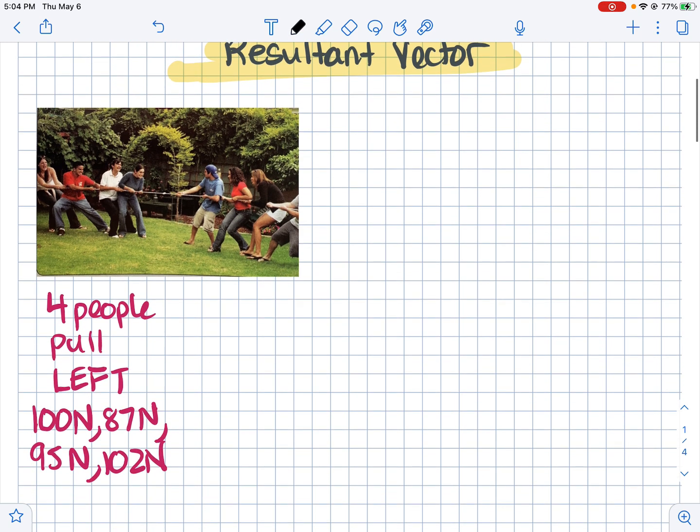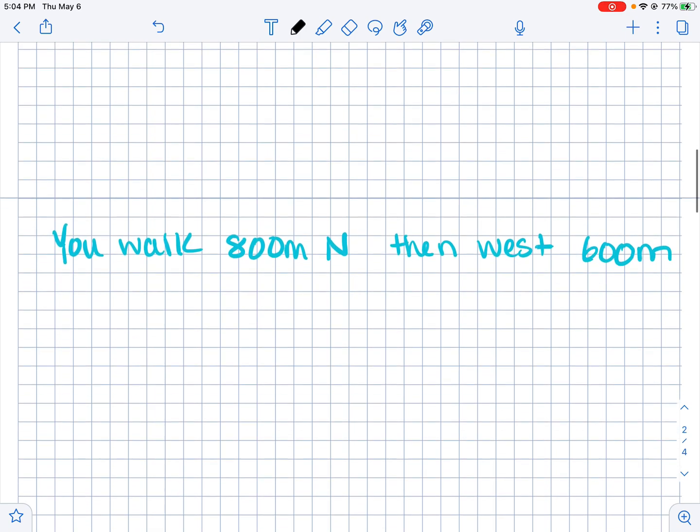Okay, so let's have a real-life example here. You've got a tug-of-war game. These four people are pulling to the left with forces of 100 newtons, 87 newtons, 95 newtons, and 102 newtons. So you can actually add up those vector forces and figure out that those people are pulling to the left with a force of 384 newtons to the left. So you can just add those forces together. That's an example of adding vectors.